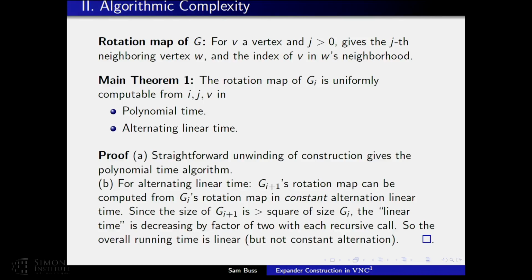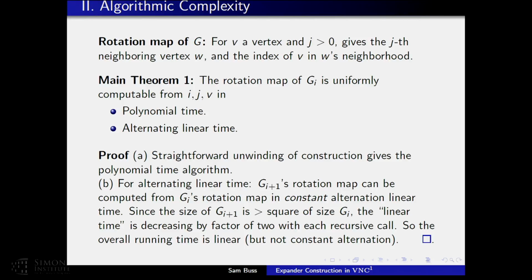And I'm saying it's polynomial time, for instance, in the size of the vertices, not in the size of the graph here. And it's alternating linear time in the size of the specification of the vertices, not in the size of the whole graph. So that's the same as alternating log time in the size of the whole graph. Okay, so for the proof of the main theorem, I'm going to wave my hands very much over this.